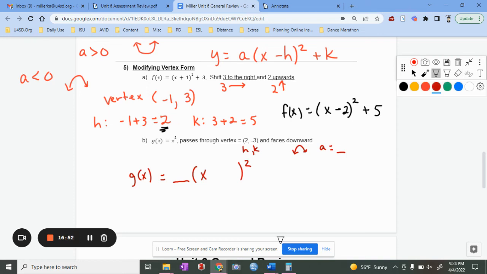All right, so my vertex is at positive 2. So my h is positive 2, so x minus 2. There we go, x minus 2. And then my k value is negative 3. Now my graph needs to open down, so that means this number in front has to be negative, or less than 0. I can make it negative 1. It could be negative 2. Doesn't matter. But we do need to ensure that our parabola is opening down.